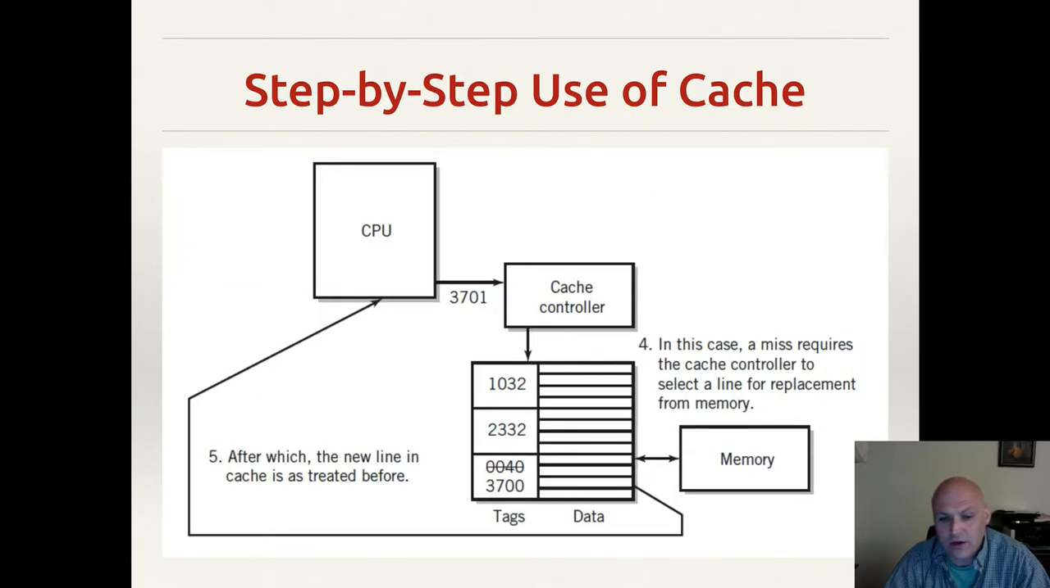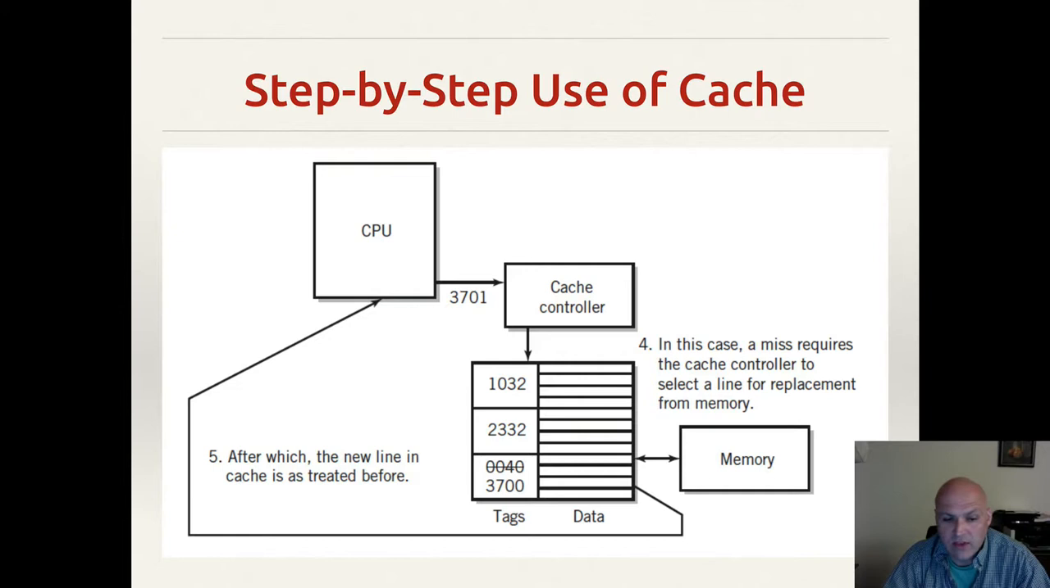Now let's look at one where maybe we didn't get what we want. In this case, we're looking for address 3701. Initially we have tags here for 1032, 2332, and 0040. Now in this case, ignore the 3700 here. This is where we added in a moment. In this case, this is a cache miss. At the time that we're looking at this, we don't yet have the 3700 tag, so we have to go to memory to get it.